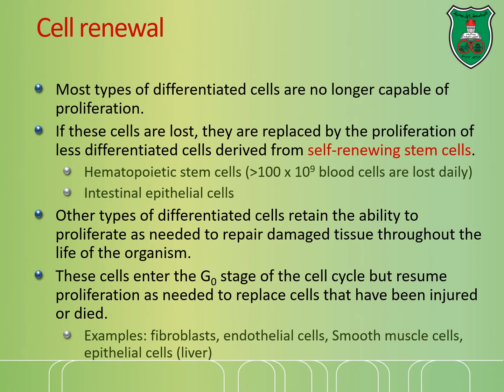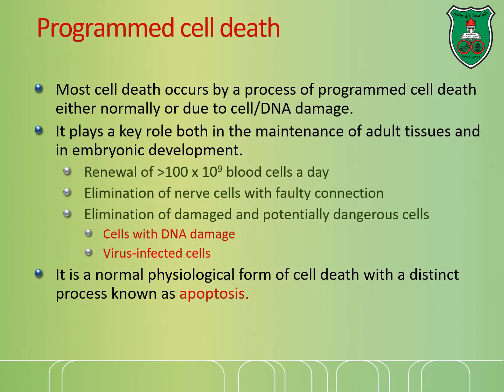Okay. Now, some cells, when they get damaged, do not get renewed. So many of these cells undergo what is known as programmed cell death. So they go through a process that is programmed, it's timed. Sometimes it happens due to cell or DNA damage. Okay? Sometimes it just happens due to maturation of cells, such as, again, blood cells.